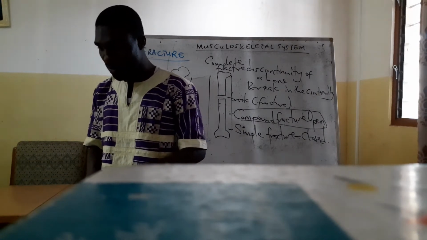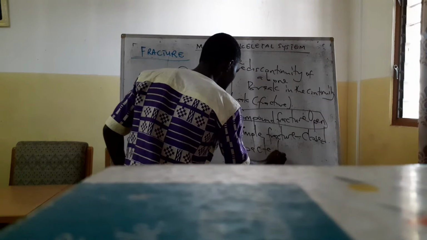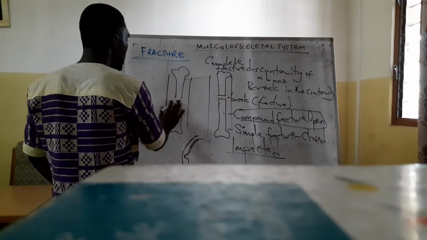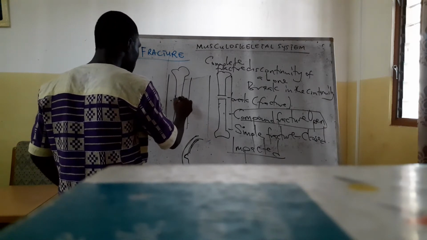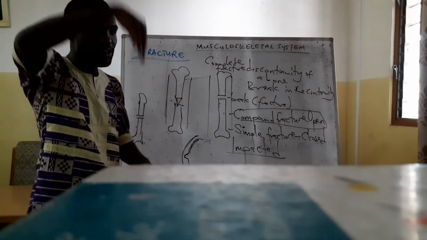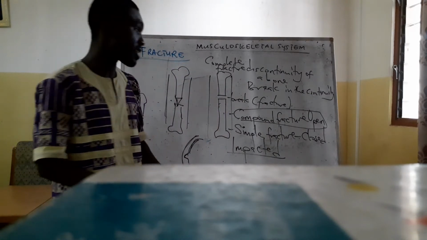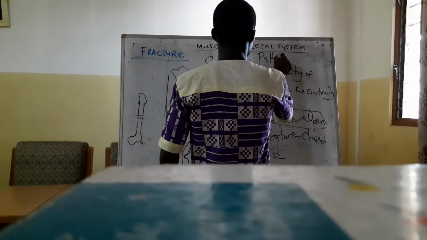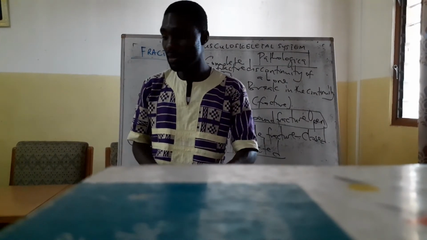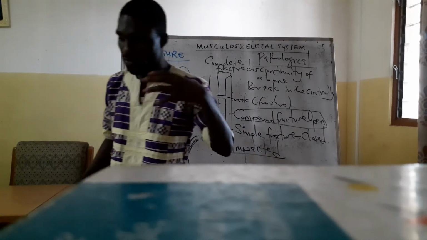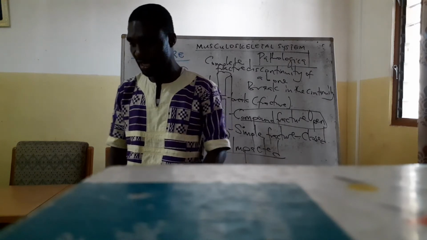Then we have another type of fracture known as impacted fracture. Impacted fracture is where the bone is broken and one part of the bone is driven into the other part. So one part moves inwards into the other broken part, and that is what we term as impacted fracture. Another type of fracture is known as pathological fracture. As the name implies, if you have any condition of the bone resulting in a fracture, we term it as pathological fracture.